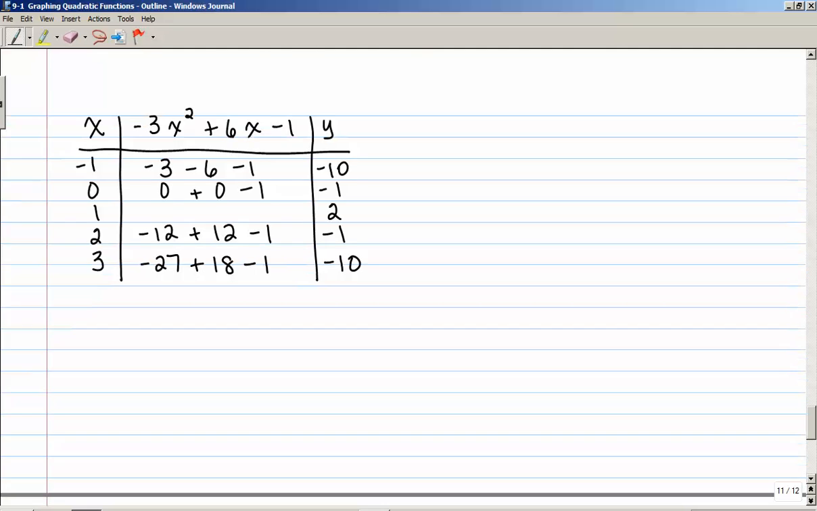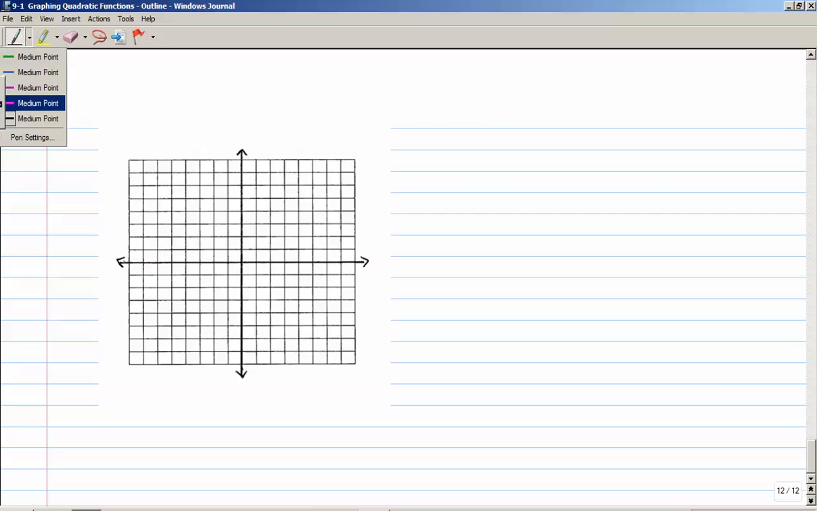So let's graph those points. I don't think I have a negative 10 on this one. I think my graph is too small. Okay, well, we'll put it down here. So negative 1, negative 10 is going to be somewhere down here. It's a little off of this graph. 0, negative 1, 1, 2, and 2, negative 1, and 3, negative 10. So my graph looks like this. Don't forget the arrows on the ends. Try not to make it quite as pointy at the top as I did on that one.